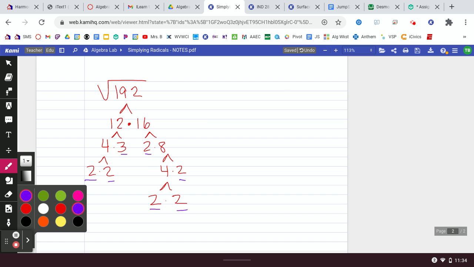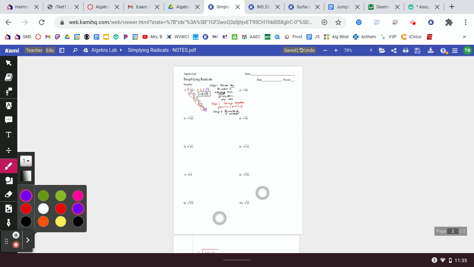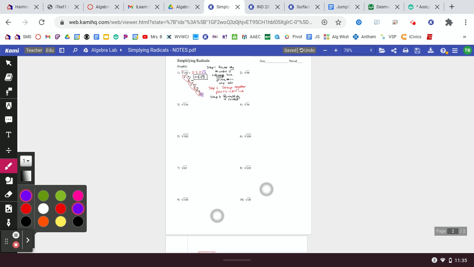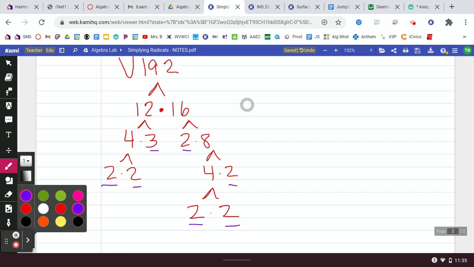Count up what I had in the other one. How many 2's did I have on the other one? A total of 6. And then I had that 3, right? What do I have here? I've got 1, 2, 3, 4, 5, 6. I have 6 2's and I have a 3. You will get the same answer.